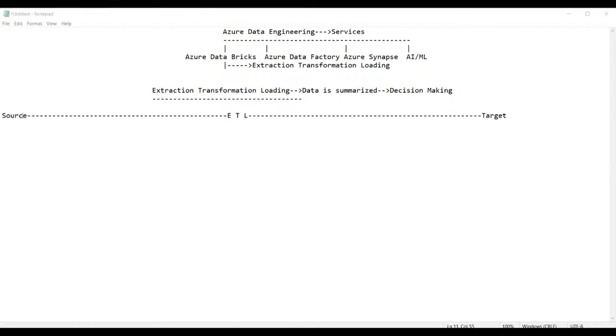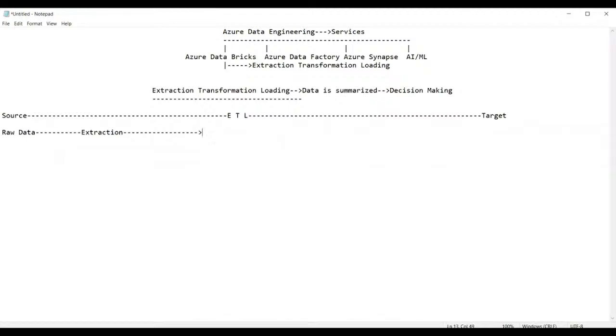So what is the source, and what is the target? Let us try to understand this. Source is a place where we get the raw data. This raw data is extracted as per the requirement in the process of extraction. Extraction means picking up the data.